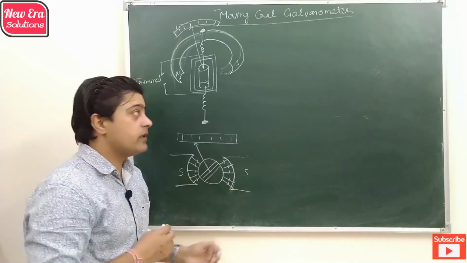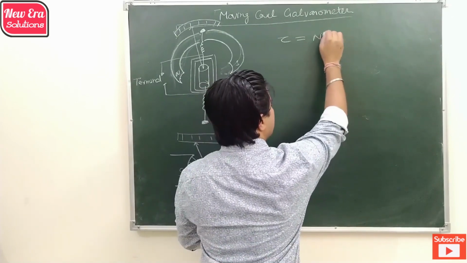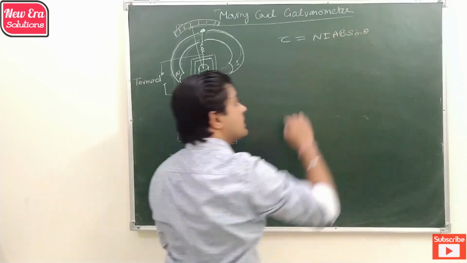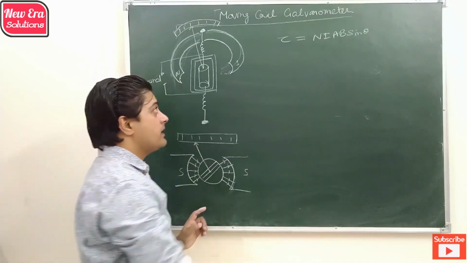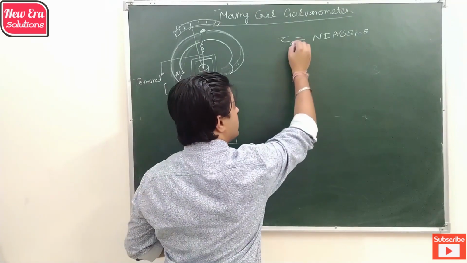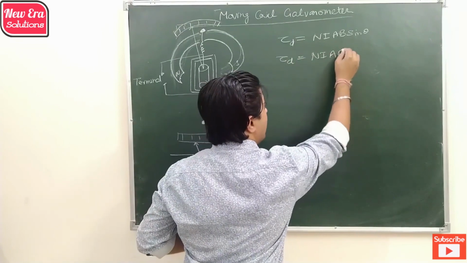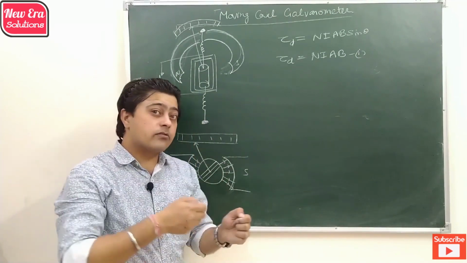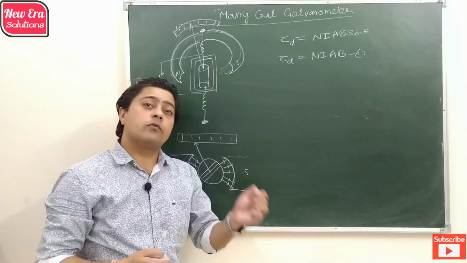So as we know, the torque experienced by the loop in a magnetic field is NIAB sin theta, where N is the total number of turns of the loop around the soft iron piece, and theta is always 90 degrees due to the radial magnetic field. Then the deflecting torque on the loop is NIAB.